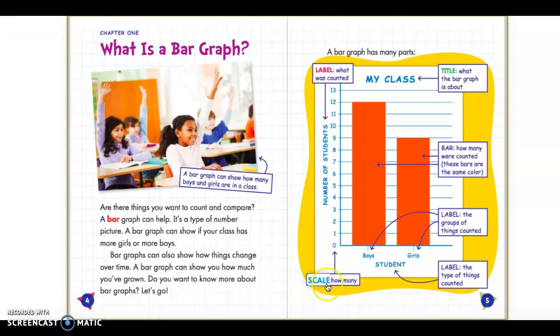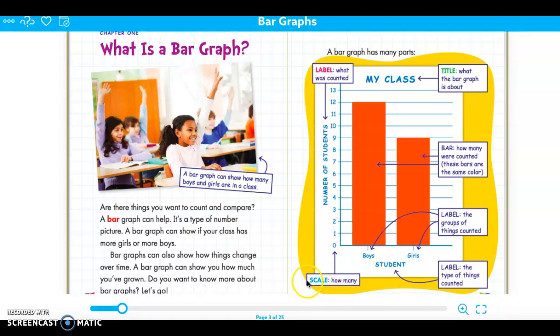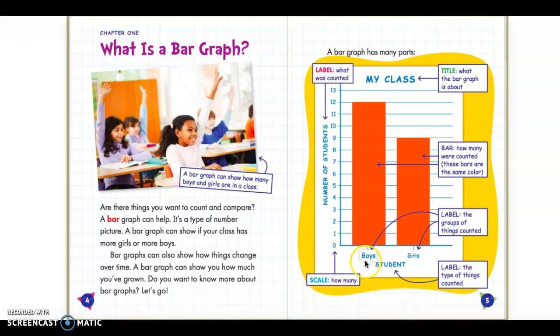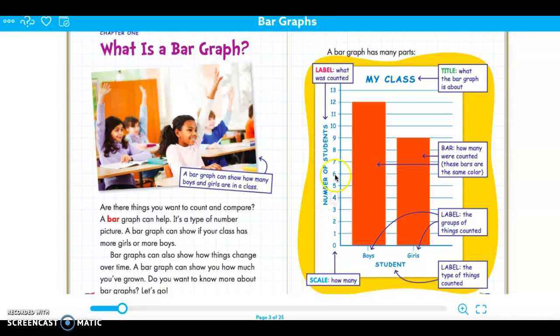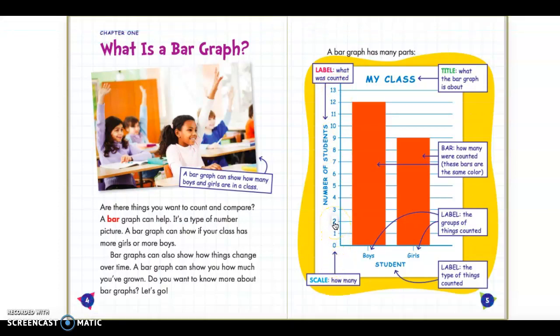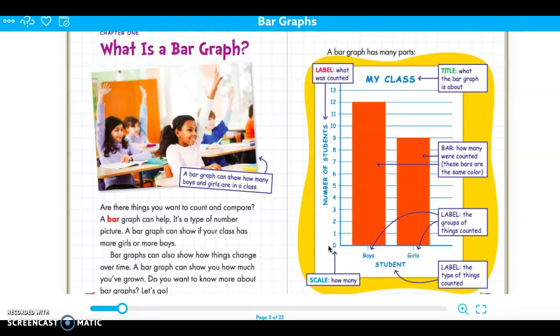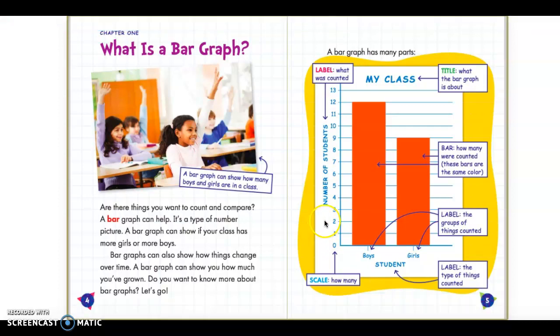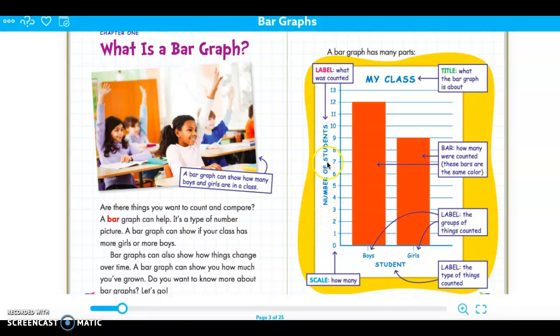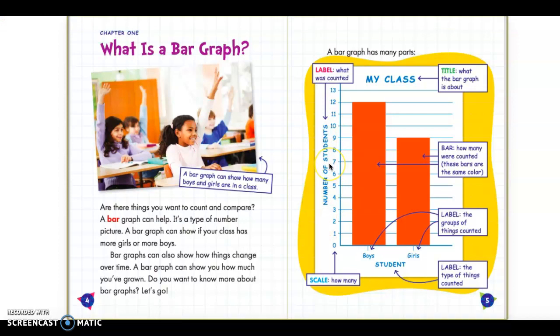We don't really use the word scale in first grade, but this is a good word to learn. A scale is just how many. You can see here on the bar graph it started with 0 and it goes all the way up to 13. Now in some graphs they will skip by 2s or 5s, but for our graphs we're just going to label them by 1s to keep it nice and easy for us. And on the side here it says number of students. You don't have to label on the side in first grade, but if you'd like to, that would be a nice addition to your graph.